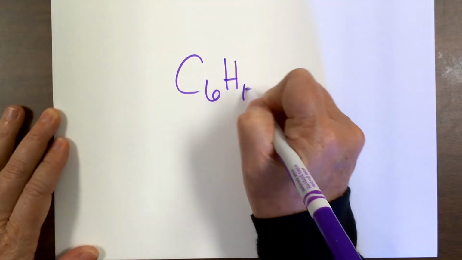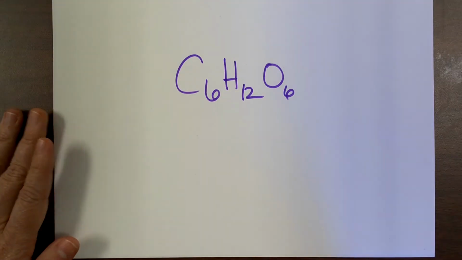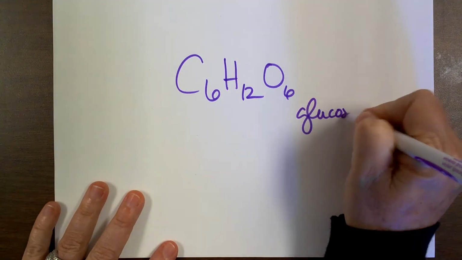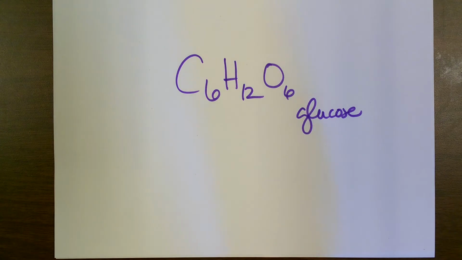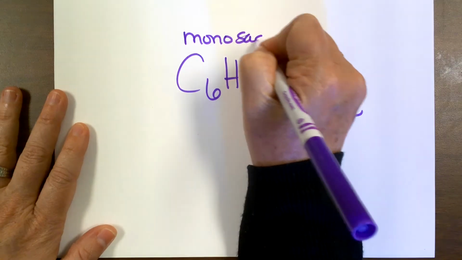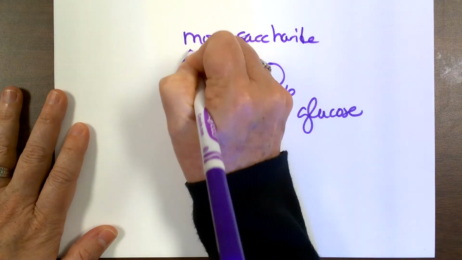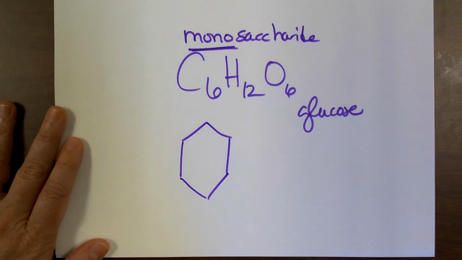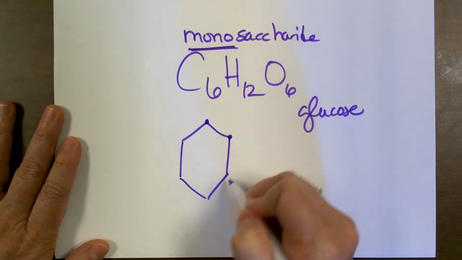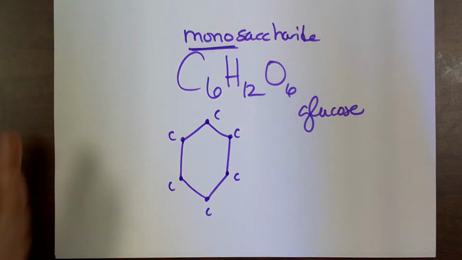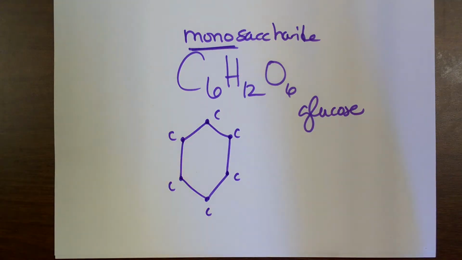So your main carb that you've all learned about is C6H12O6. You learned about it in photosynthesis, and most of you know it as glucose. There are other simple sugars, but this is your basic simple sugar. So this is a monosaccharide because it is a single sugar, and you draw it shaped like a hexagon. Each one of these little corners represents a carbon. So you get your 6 carbons, that's your carbon ring.